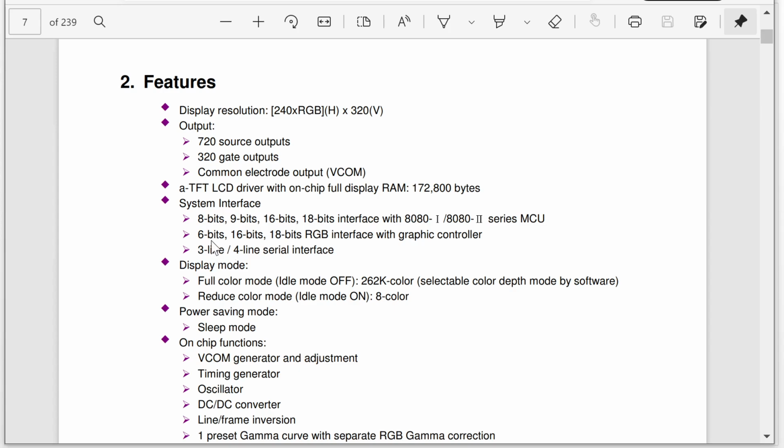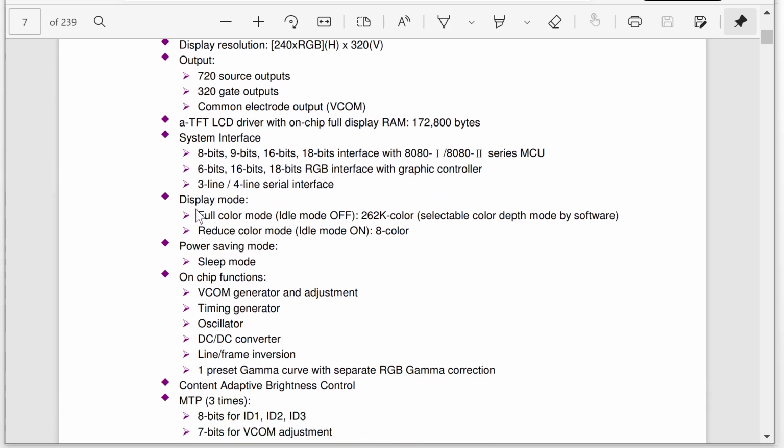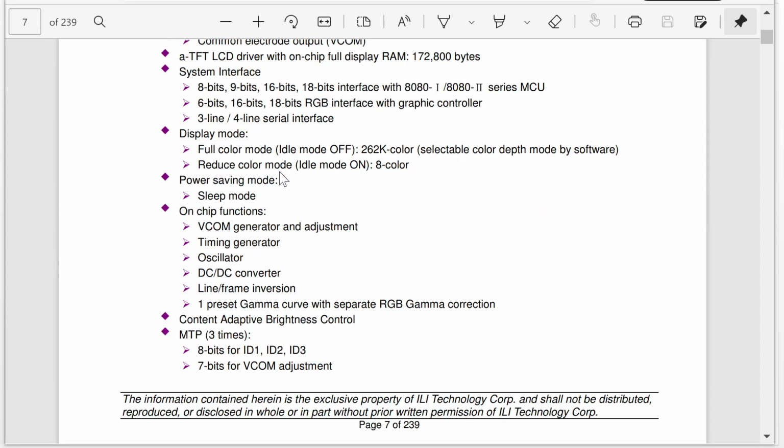The second interface is the RGB interface. You can use one graphic controller to control it. Another interface uses a 3-line or 4-line serial interface. It is an SPI interface. For our module, it is already fixed at 16 bits. The next thing is the display mode: full color mode and reduced color mode.